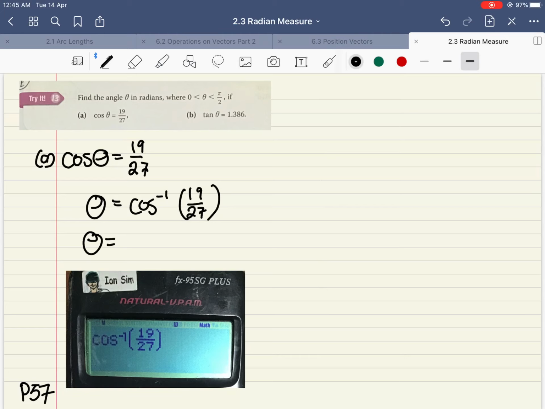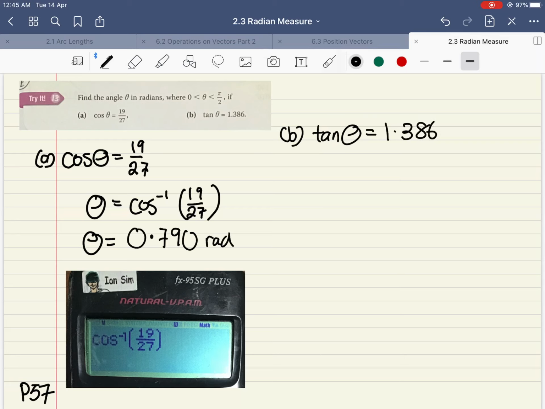Okay, I'm on page 57 now. Again, find the angle theta in radians. Be careful, ensure that your calculator is in radian mode. I will do part A first. Cosine theta is equal to 19 over 27. To get the angle theta, I will take inverse cosine of 19 over 27. If all is done correctly, the calculator should give you the value of 0.790 radians.